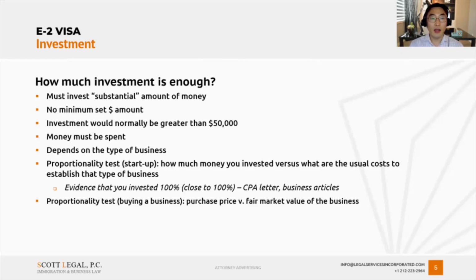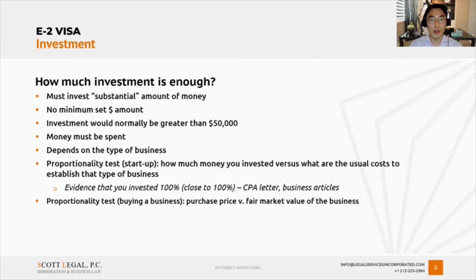Sometimes the government applies what is called a proportionality test. This usually comes with very large investments, like $1 million, for example, a pharmaceutical factory. In that case, you do not need to spend 100% before you apply. But since we are talking about smaller and riskier investments in our presentation, I would generally say the proportionality test does not really apply. For small businesses, it is usually better if you spend 100% or close to 100% of invested funds before you submit the application.